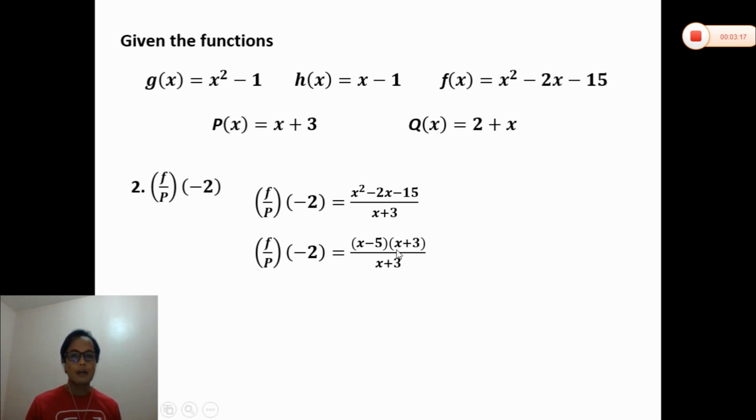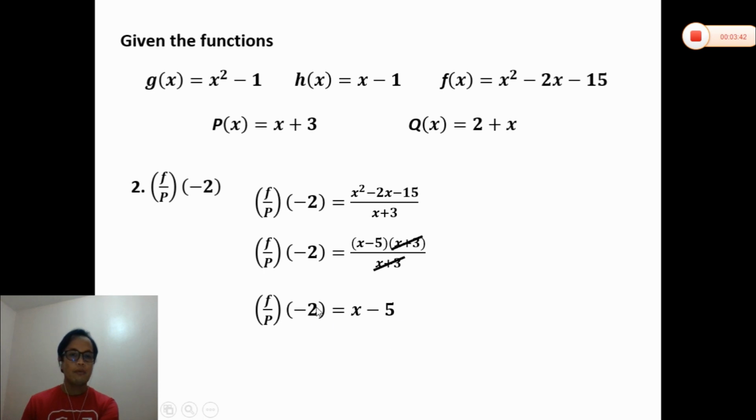And as you can see, our p is x plus 3. Then we have the common factor in the numerator, which is also x plus 3. So in this case, we can cancel out x plus 3 in the numerator and also x plus 3 in the denominator. Therefore, the resulting function becomes x minus 5. So what remains in this function is x minus 5.